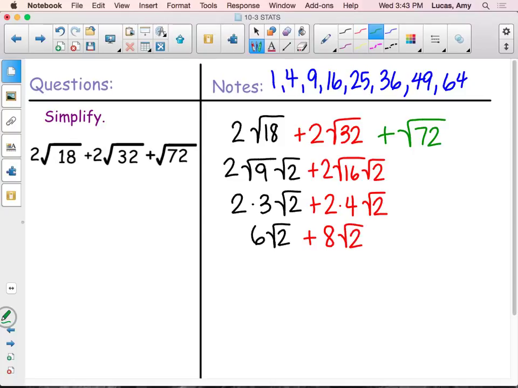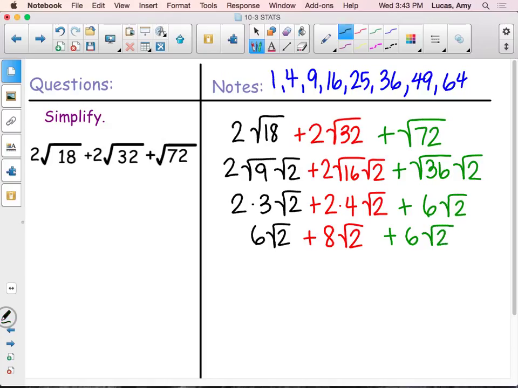So far, those two are like terms. My third one, 72, is 36 times 2. So that would be 6 times the square root of 2. There was not a number in front of that one, so it just stays 6 times the square root of 2. Now I can add all of these together. So I take the numbers in front, and I add them. That would give me 20. So my final answer is 20 times the square root of 2.